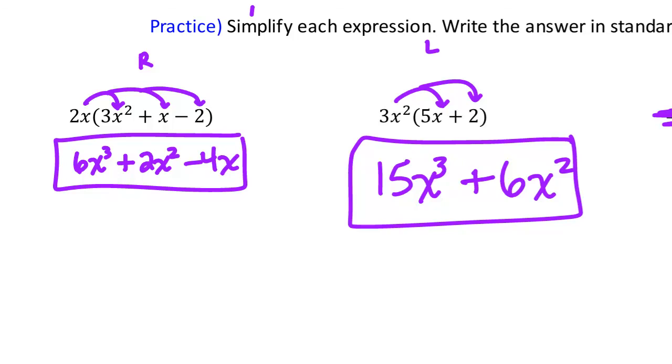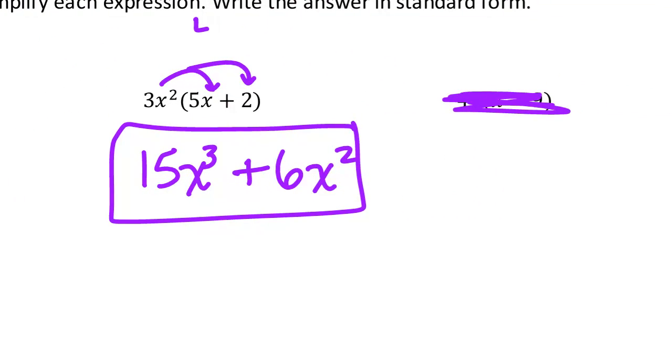Hopefully you guys are finding these pretty easy. Yeah. Hopefully. Okay. All right. Last example, and we're done. So we got 4x times x minus 9.